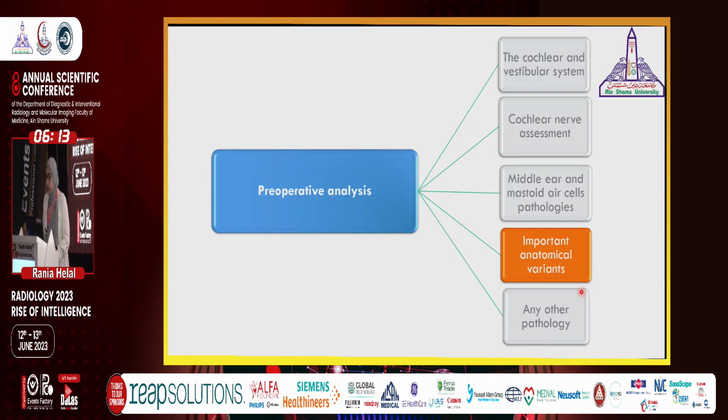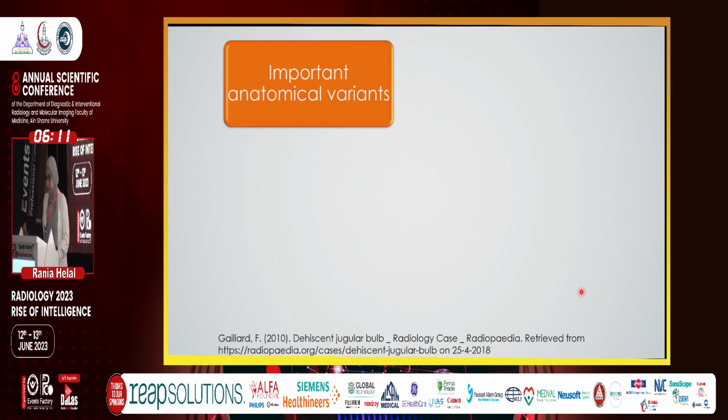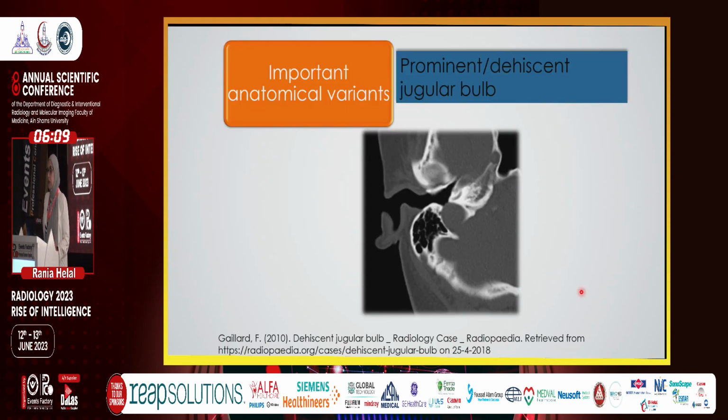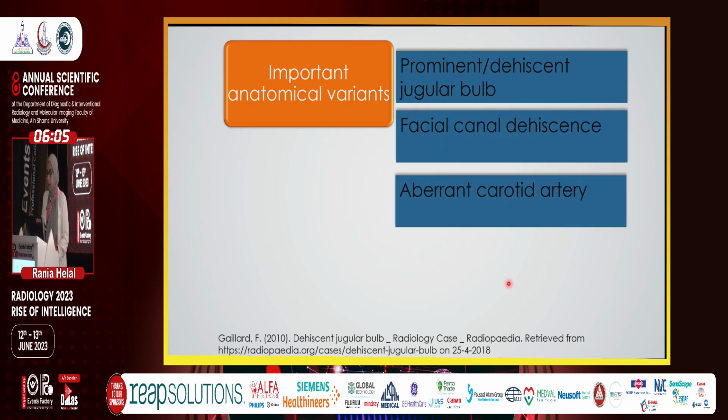Also, we have to report important anatomical variants. For example, a prominent or dehiscent jugular bulb, as in this case, or any facial canal dehiscence or aberrant carotid artery. This is also very important to report in these cases because this will affect the surgical procedure and how they will enter.